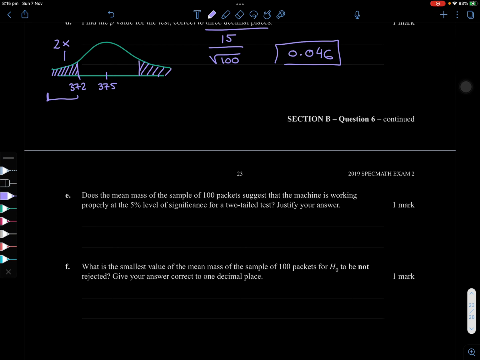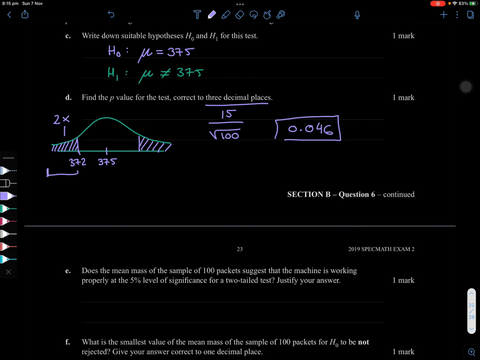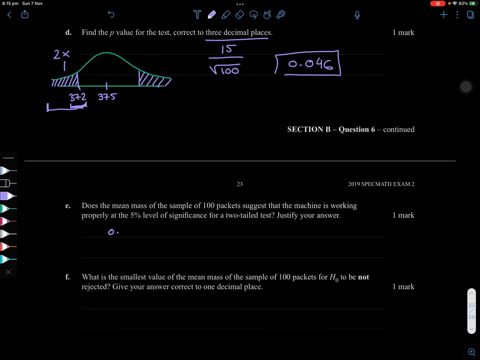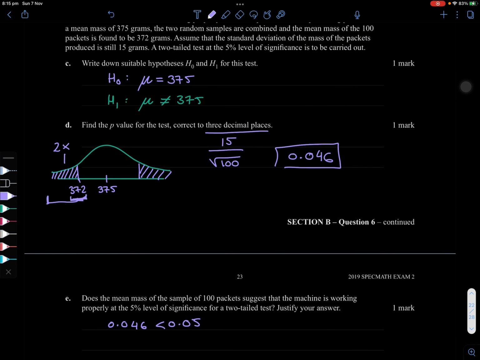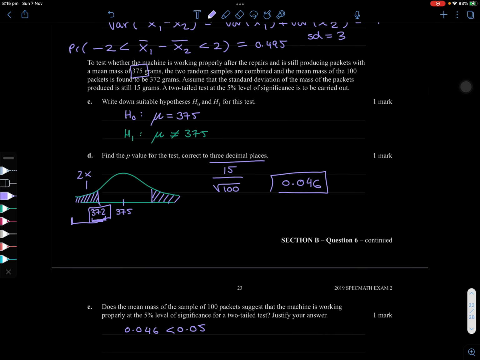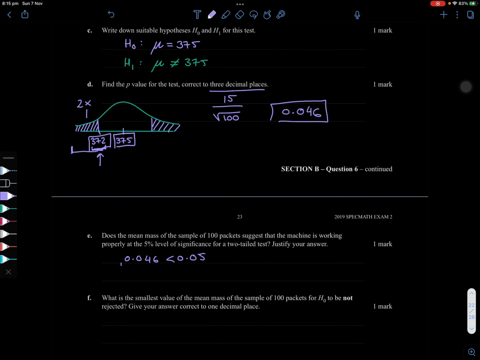Does the mean mass of the sample of 100 packets suggest that the machine is working properly at the 5% level of significance for a two-tailed test? Okay, so conceptually, the p-value is the chance of getting a result that is as extreme as what you just got, or even more extreme, given that the mean is that, right? So here we have our p-value being less than 0.05, right? And logically, what that means is the chance of this happening is too low for it to happen in reality if the mean is actually 375, right? Let me repeat that. The p-value is the chance of getting a result that's as far as what you just got, or even more extreme, given that the mean is actually 375.